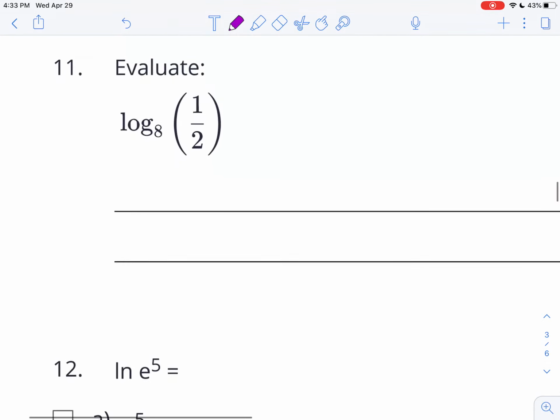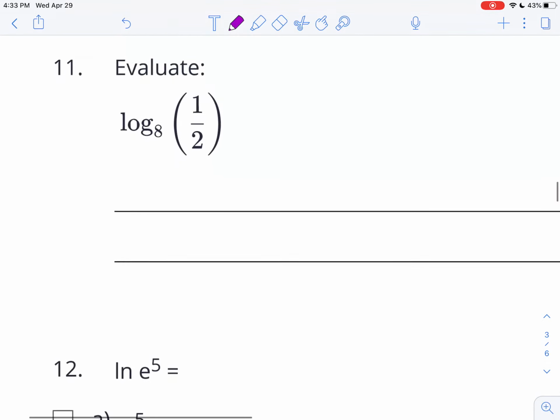But we have the additional issue of getting a 1/2, which is a reciprocal, which comes from a negative exponent. So our actual answer is going to be, I want the cube root of 8, but I also want that to be negative. So our final answer will be negative 1/3.